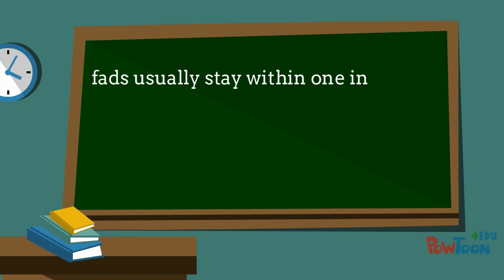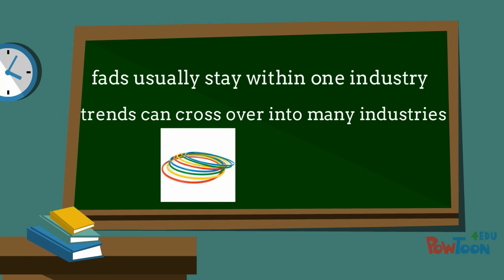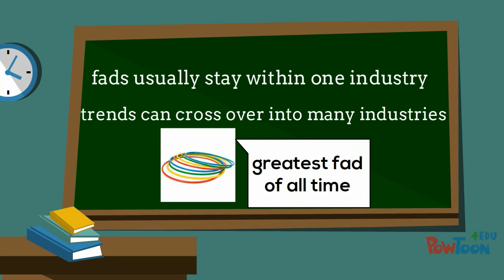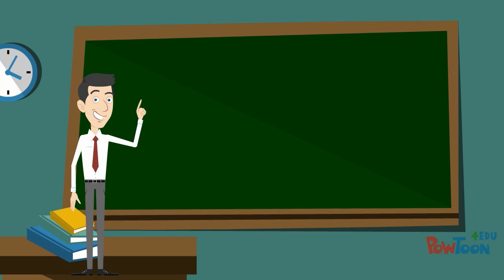Another difference is that fads usually stay within one industry. Trends can cross over into many industries. The hula hoop, for instance, has been called the greatest fad of all time. 25 million. In the late 1950s, 25 million hula hoops were sold in just 4 months. But a year later, sales had virtually stopped. The hula hoop was a toy. It was fun to play with, but that's about all.